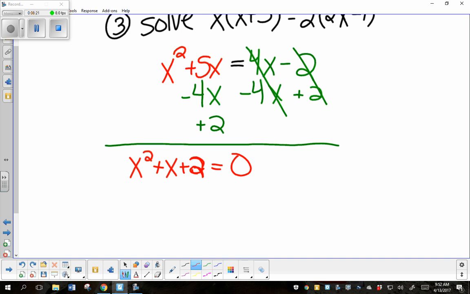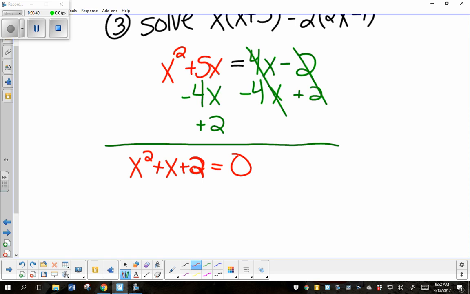So what I would always do here is check to make sure you can't factor, because if you can factor, that'd be the easiest way to do it. Is there anything that multiplies to 2 and adds to 1? No, sorry, multiply to 2, add to 1. No, 2 and 1 are the only numbers, and they don't add up to 1, right?